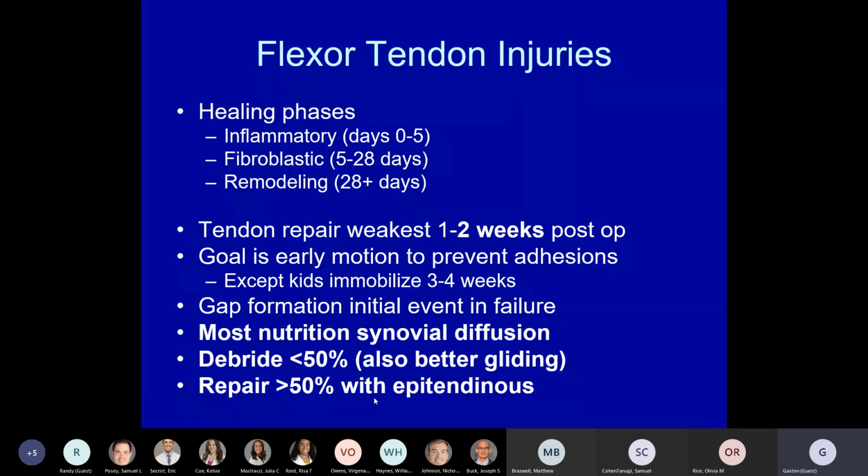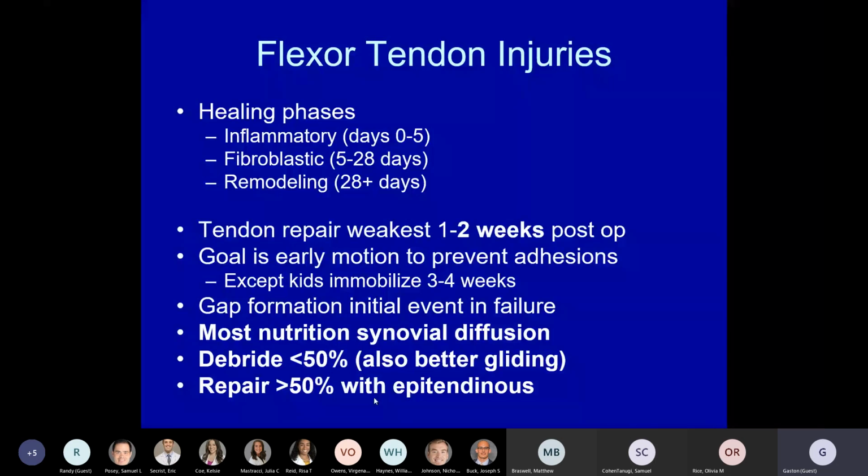The cause of early failure in flexor tendons tends to be gap formation. If you see anything like gap formation 3 millimeters or greater, that's a recipe for disaster. The nutrition of a flexor tendon is synovial diffusion. That's the majority of its nutrition. We do have little vessels that come to it as well, called the vincula, but most of the nutrition is from synovial diffusion. That's been asked.